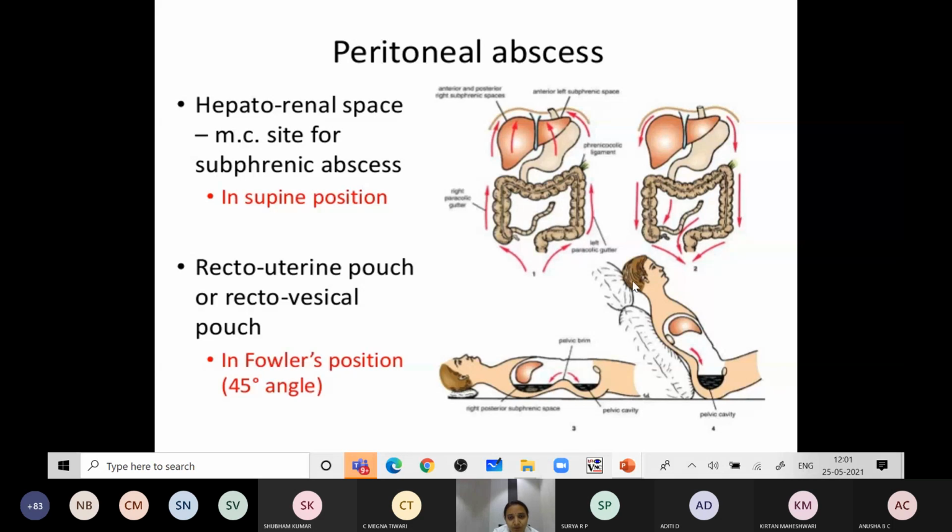Peritoneal abscesses, I have already explained about this. Hepatorenal space: the fluid will be collected in the subphrenic space or hepatorenal space because of cholecystitis or perforation of the anterior wall of the stomach. And rectouterine pouch: in the reclining position, the rectovesical pouch, the fluid is collected in the pelvic cavity, or the pouch of Douglas, that is the rectouterine pouch, in case of females.